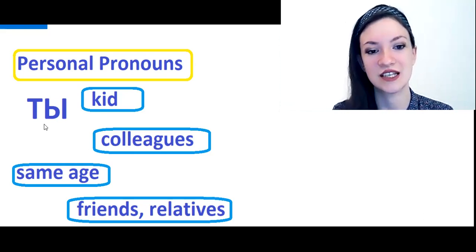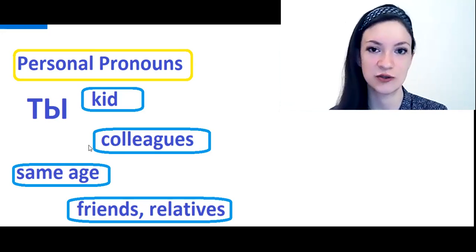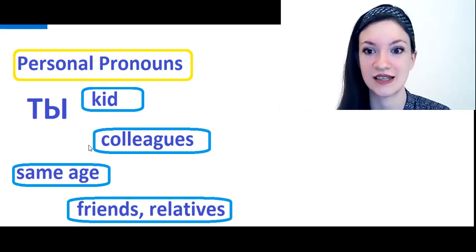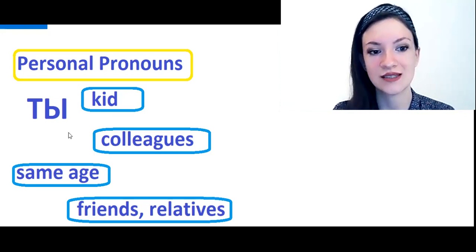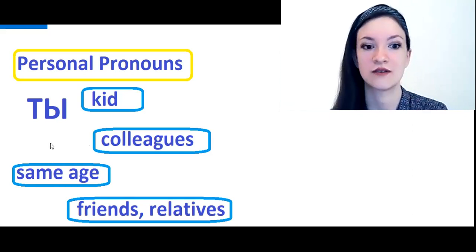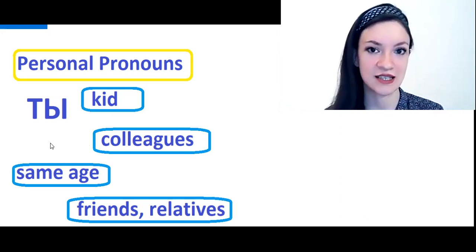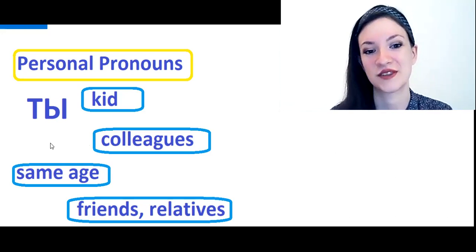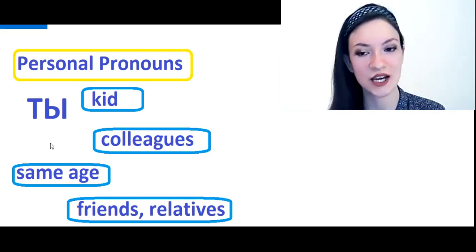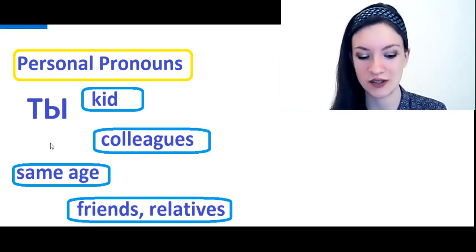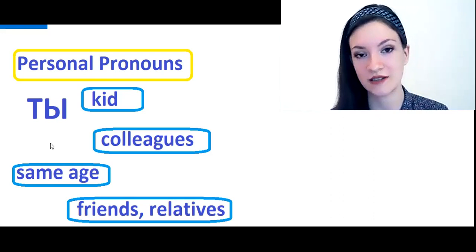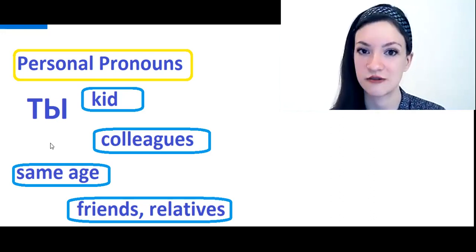Also, you can say ты to colleagues if you have quite a good and friendly atmosphere in your office. Also, you can say ты if there is a person of the same age as you. For example, I am 29, and if I see a man or a girl that looks around my age, I can say ты. But if we are not at work, yeah, I have students who are a little bit younger than me. They are 25, but to them I say вы.